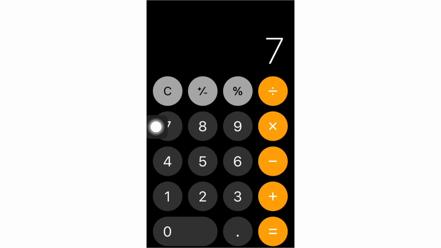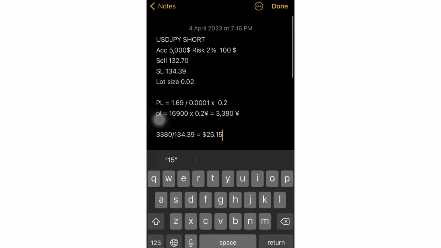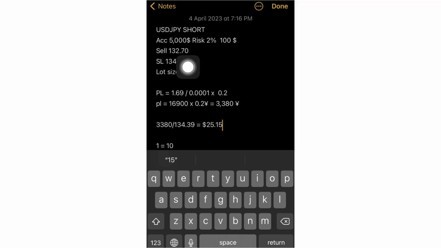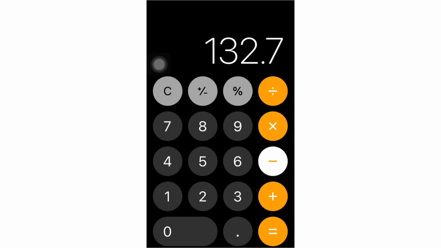1.69, right? Since it's Japanese yen, 1.69 times 2, we have 338 pips. Since we have 338 pips, what was our entry price? You can see our entry price here is 132.7. Because we are shorting, you subtract, because you are expecting the price to go down.